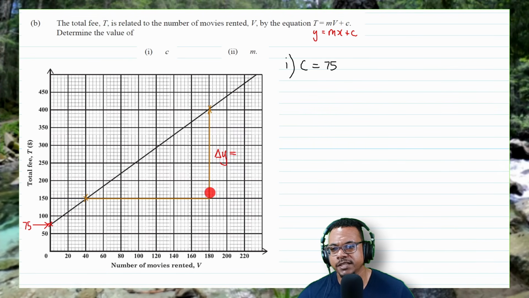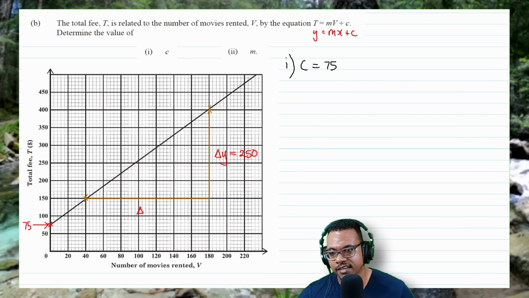We count each block here as 50 units. So from here to here is 50, then 100, 150, 200, 250. So my change in y is 250. Again, every 1 centimeter we're going up by 50. So starting here at 0, to here is 50, to here is 100, to here is 150, to here is 200, and then to here 250. So that's our change in y.